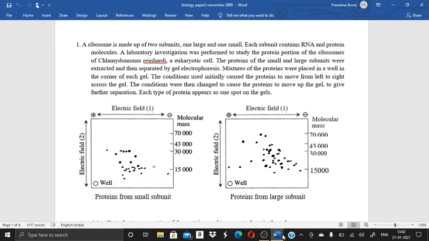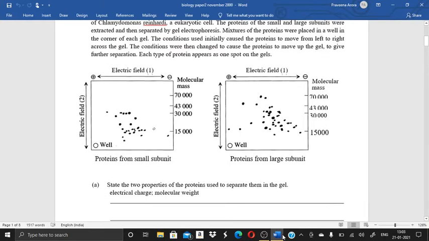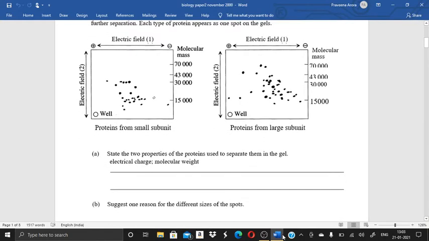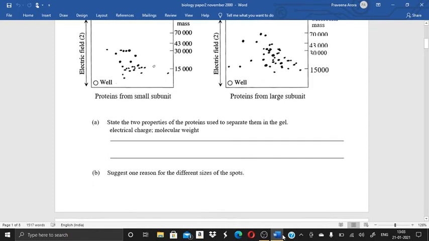The conditions used initially caused the proteins to move from left to right across the gel. The conditions were then changed to cause the proteins to move up the gel, to give further separation. Each type of protein appears as one spot on the gel. Proteins from small subunit and proteins from large subunit. Now the first question is, state the two properties of the proteins used to separate them in the gel.